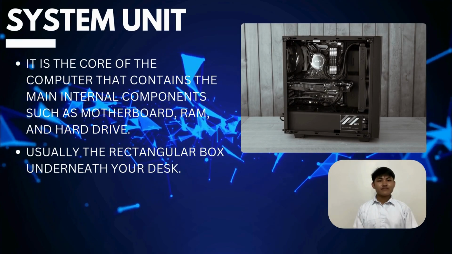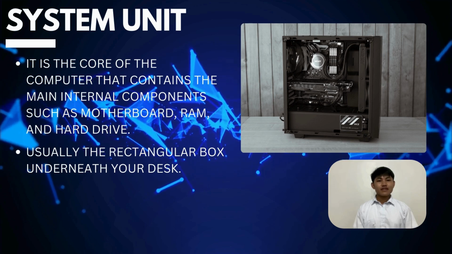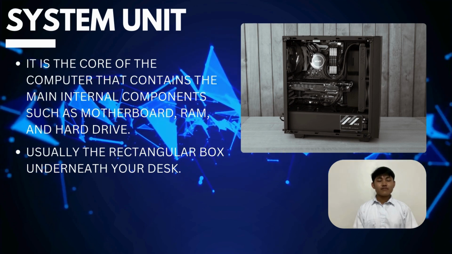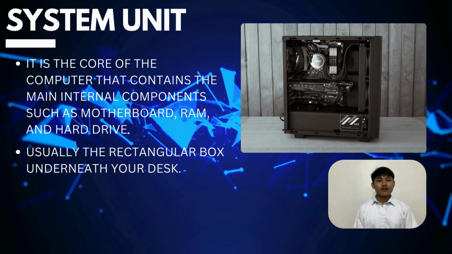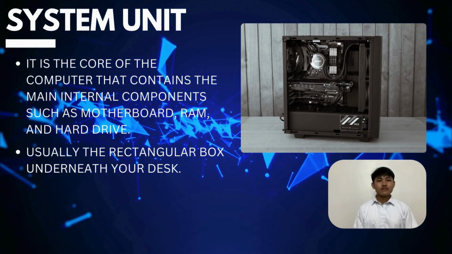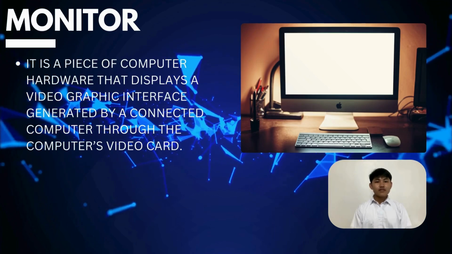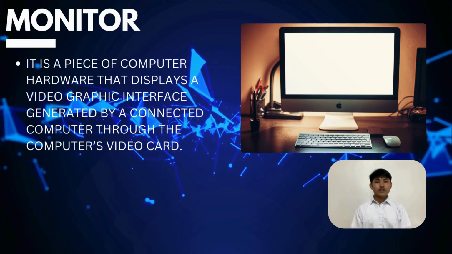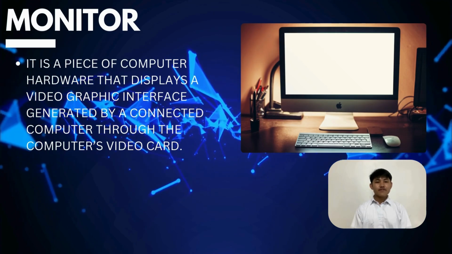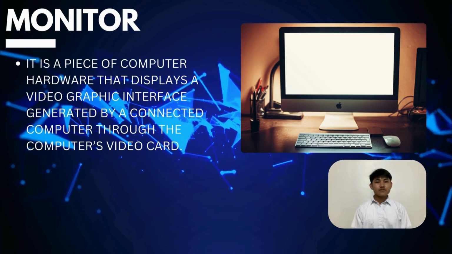System unit. The system unit is the core of the computer that contains the main internal components such as the motherboard, RAM, and hard drive. It is usually the rectangular box underneath your desk. Monitor. A monitor is a piece of computer hardware that displays the video and graphic information generated by a connected computer through the computer's video card.